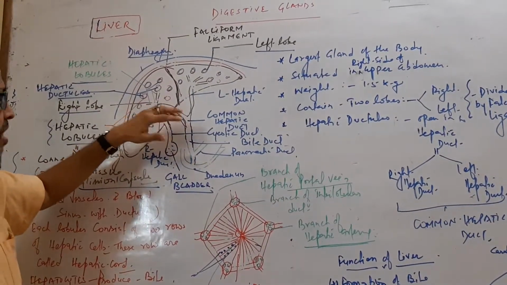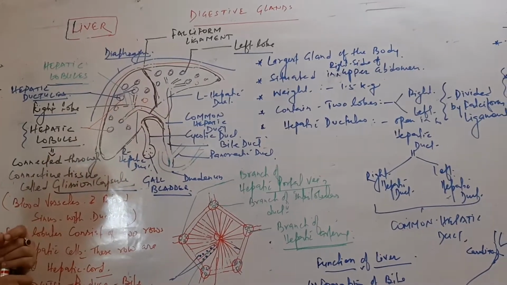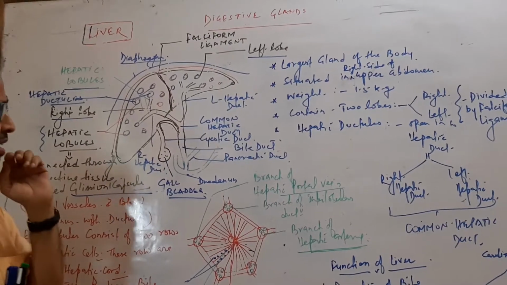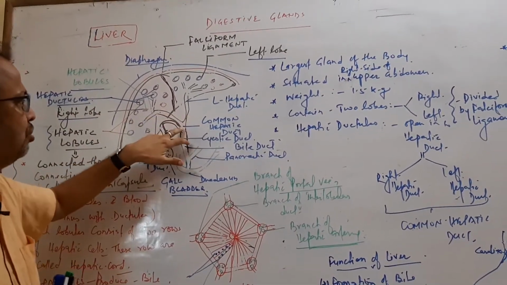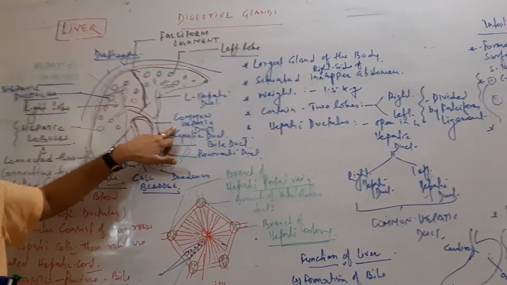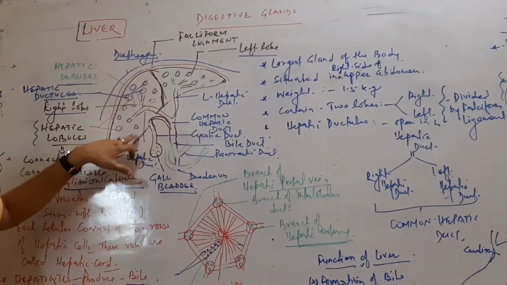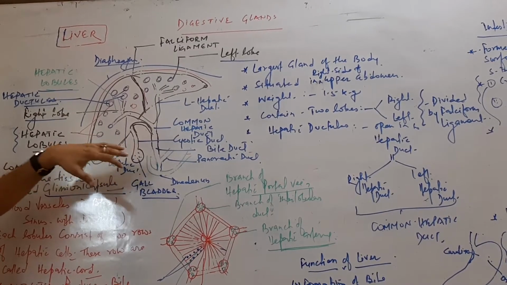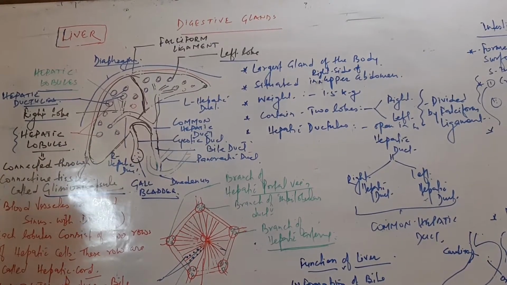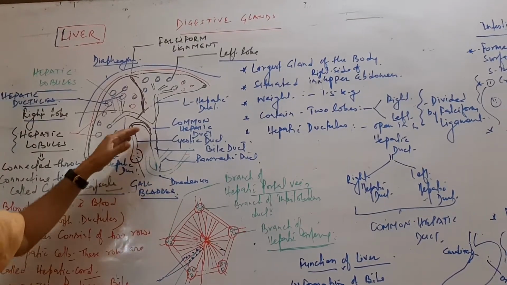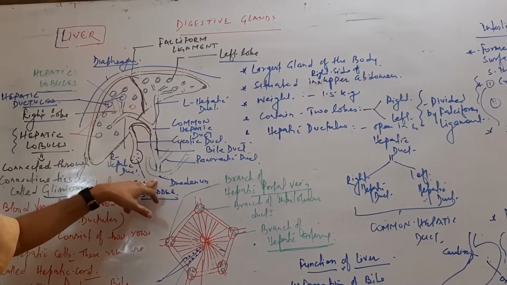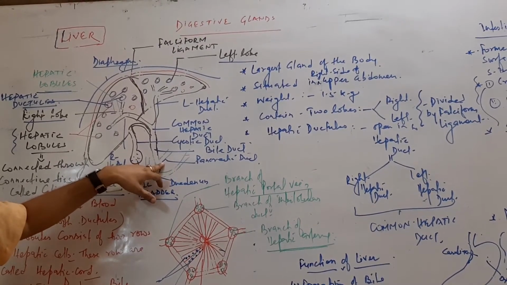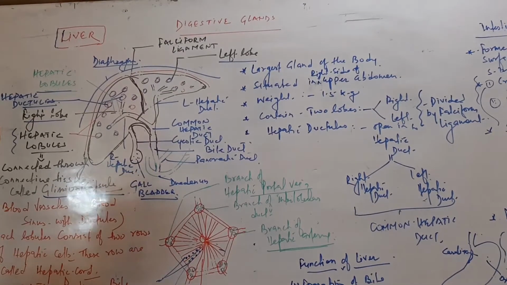Hepatic ductules form hepatic ducts, which are differentiated into the right hepatic duct on the right side and the left hepatic duct on the left side. The right and left hepatic ducts join to form the common hepatic duct, and the common hepatic duct combines with the cystic duct, which arises from the gallbladder, to form the common bile duct. The bile duct opens into the duodenum. Before opening, it combines with the pancreatic duct to form the hepatopancreatic duct.